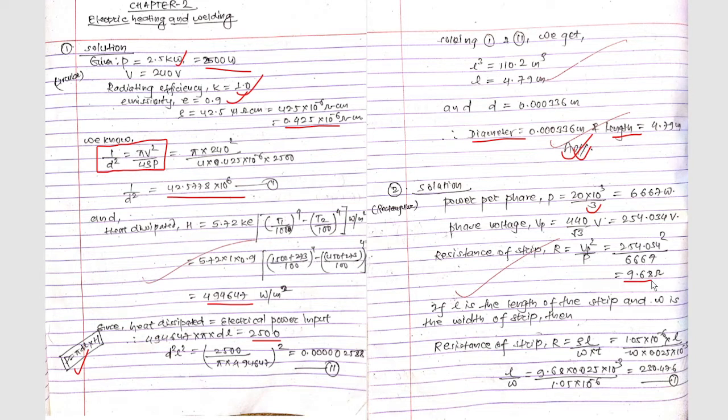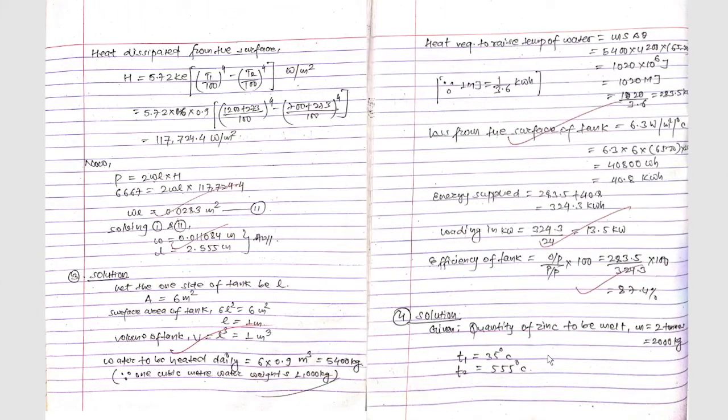Now assume L is the length of the stripe and W is the width of the stripe. Then the resistance of the stripe will be R equal to rho L upon W into T. Simply for a rectangular case, we can use this formula R equal to rho L upon W into T. So from here we get the relation of L upon W. L upon W will be 230.476 on substituting the remaining values. So this is our equation 1.